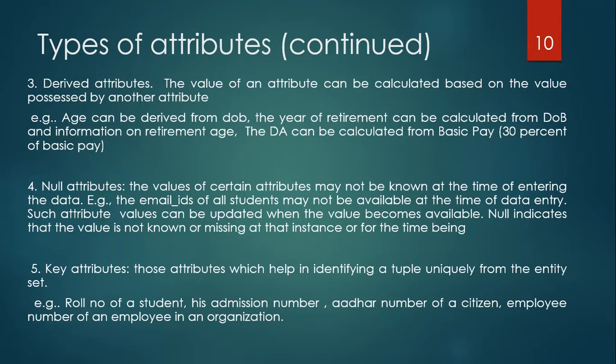Now the another type of attributes is the null attributes. The values of certain attributes may not be known at the time of entering the data.